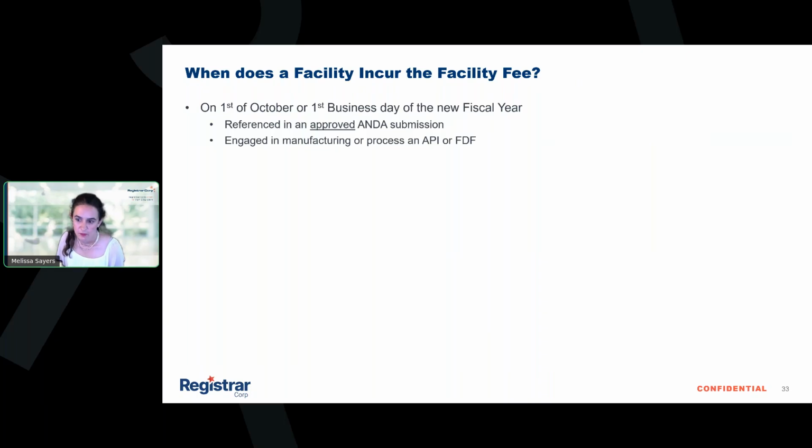And if the facility is manufacturing only generic APIs or FDFs, but is referenced in an approved generic drug submission, the fee incurs. A facility listed in at least one approved generic drug submission incurs annual facility fees if it is identified in a generic drug submission, even if the facility has not started commercial scale production of the API or FDF covered by that submission, or if that facility has stopped temporarily or permanently the production of that API or FDF, they'll still incur the fee.